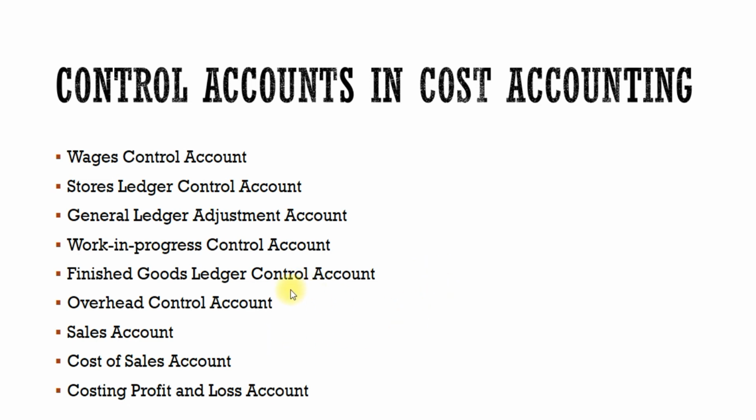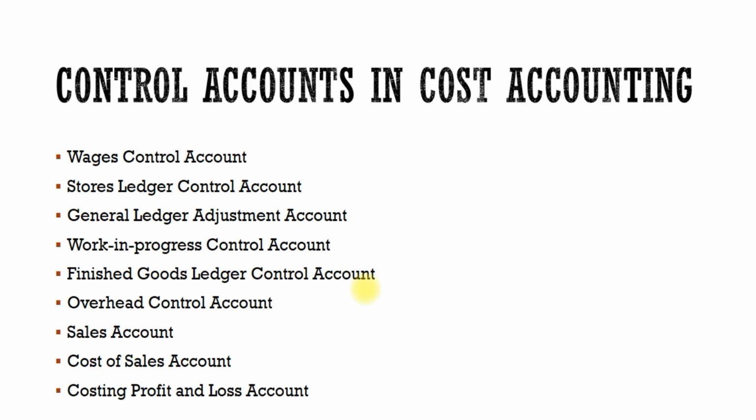The next one is finished goods ledger control account. This account represents the total value of all finished goods in stock. Remember, in a manufacturing process, we have raw materials which will be worked upon in a center called factory, which would create finished goods. So finished goods are a product of the factory. So this account represents the total value of all finished goods in stock.